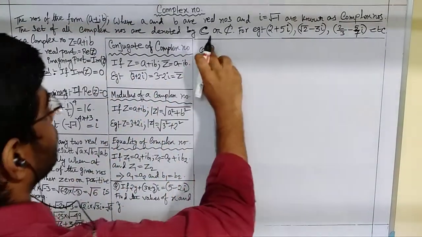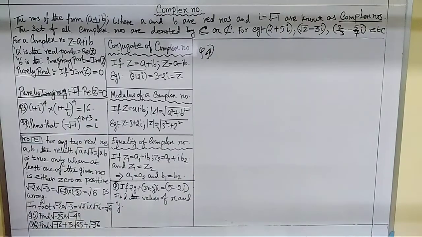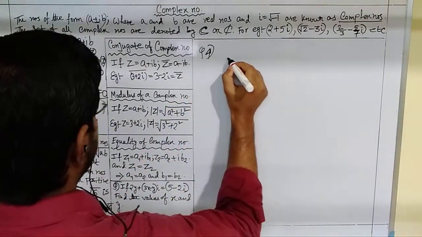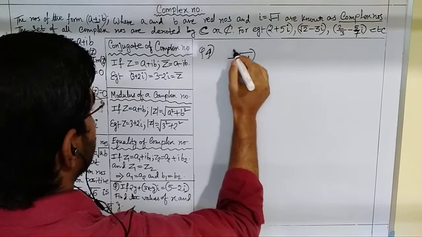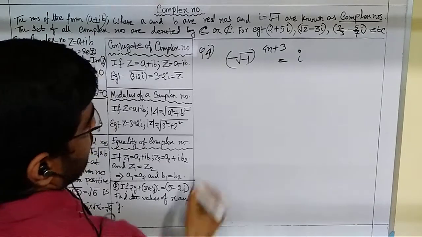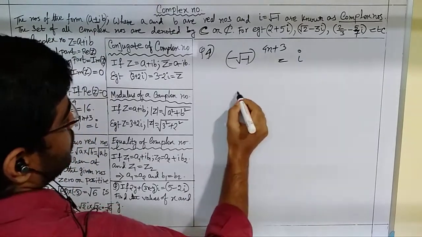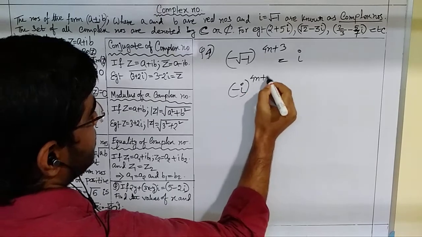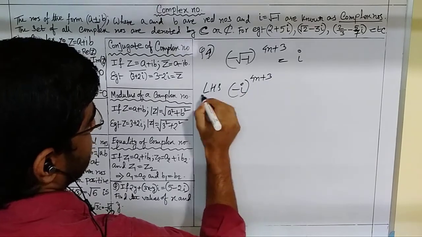Question number 4. Show that (minus root over of minus 1) whole to the power 4n plus 3 is equal to I. Now we all know root over of minus 1 is only I. So minus I whole to the power 4n plus 3. This is the LHS, left hand side.